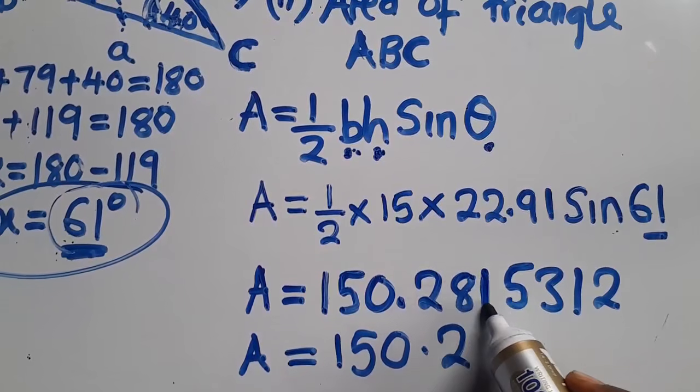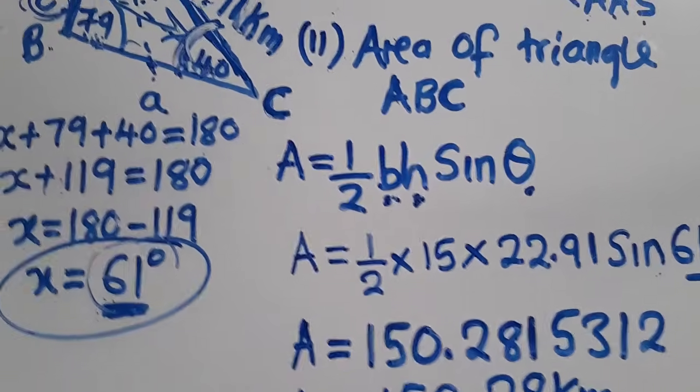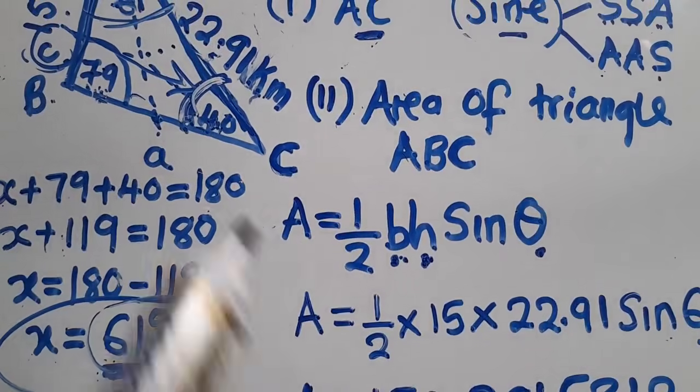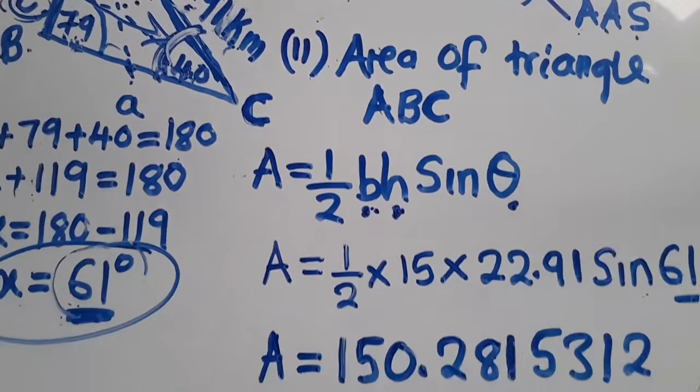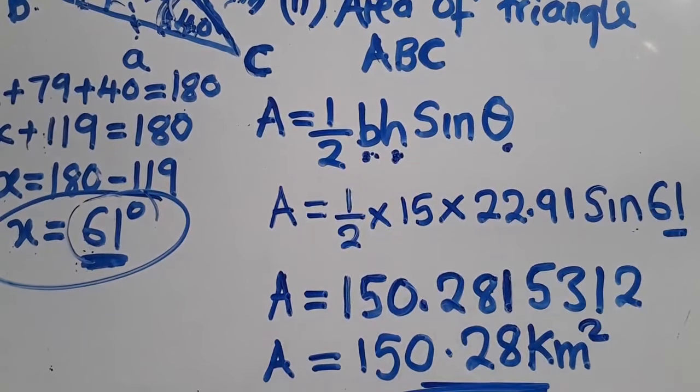We concentrate on this number after the 8. So is this less than 5? Yes. So the 8 is maintained, 80. You put kilometers. The units there, have you seen? We are having what? Kilometers. So after you put the unit, you put a square like that to show that this is the area of a triangle. So this is how we get to find the answer.